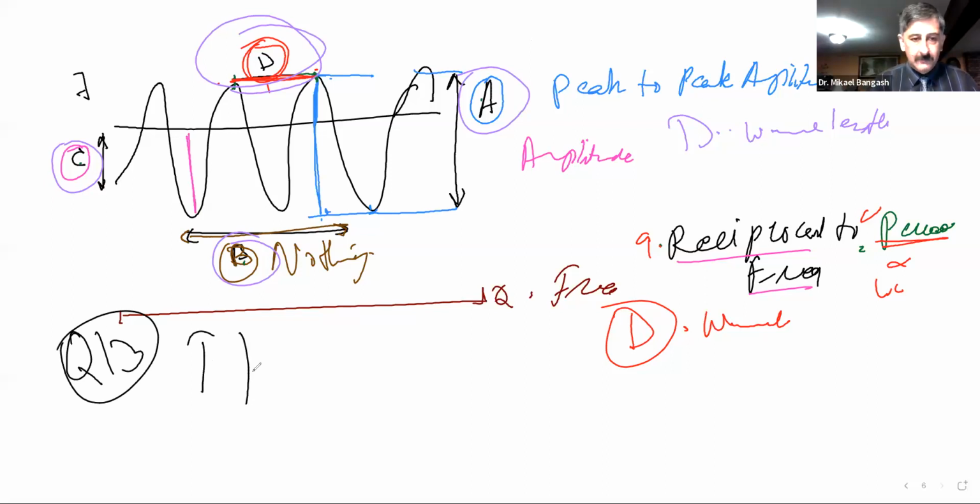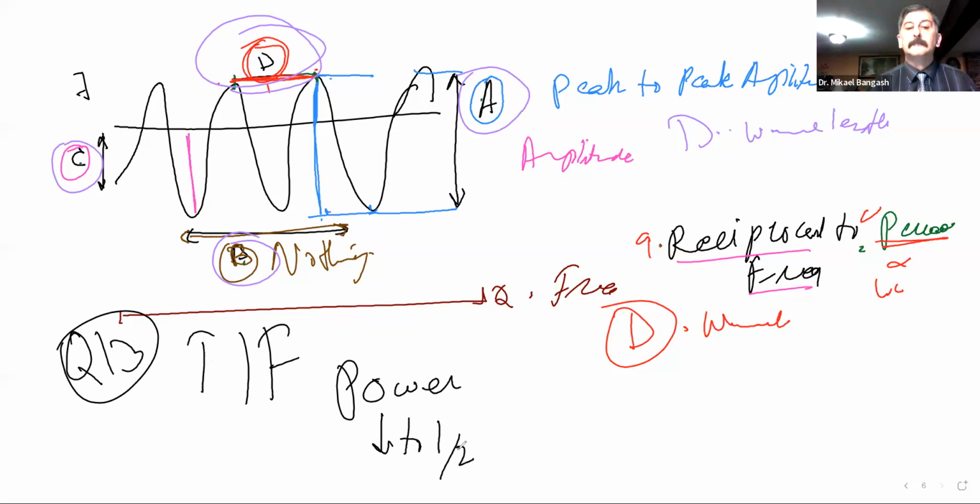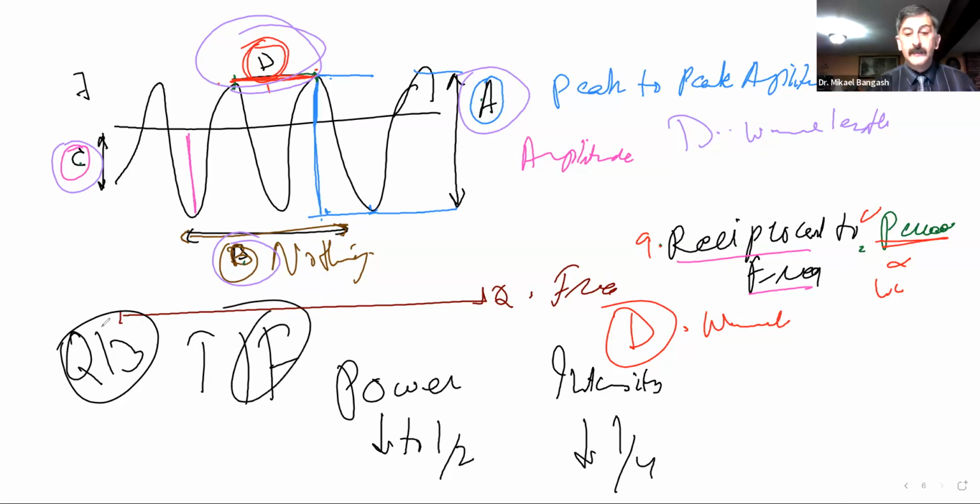So true or false? If the power of a wave is halved, we can say it's reduced to half, right? The intensity is reduced to 1/4 of the original value. Is that going to reduce to 1/4? That's false.